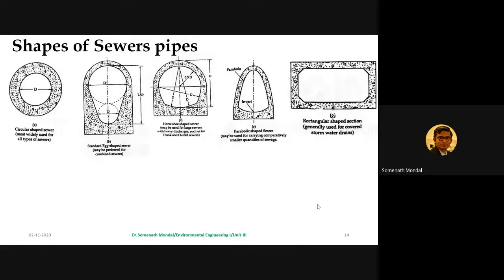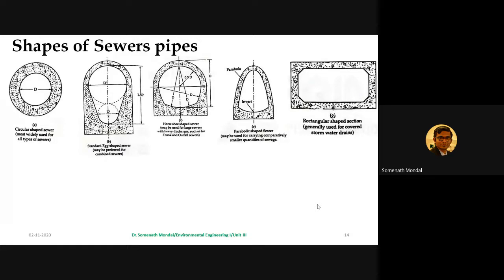but the semicircular and basket handle sections are quite obsolete these days. People don't use them. However, in case of large sewers, we can have U-shaped, but these days people prefer horseshoe-shaped sewers over U-shaped sewers in case of large sewers.